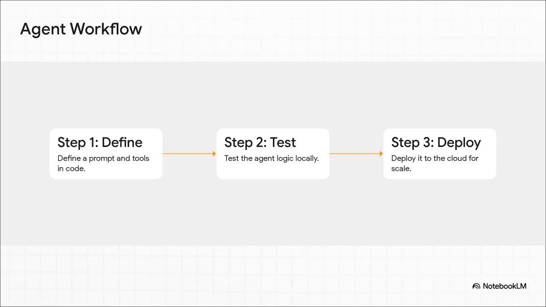What this does is it boils the whole development process down to 3 simple steps that, honestly, will feel super familiar to any developer. First, you just define what you want to do and what tools you need, right in your code. Second, you test it out on your own machine. And third, once you know it works, you push it to the cloud to let it scale. It's clean, simple, and makes a ton of sense.